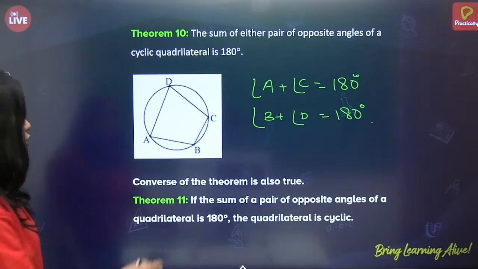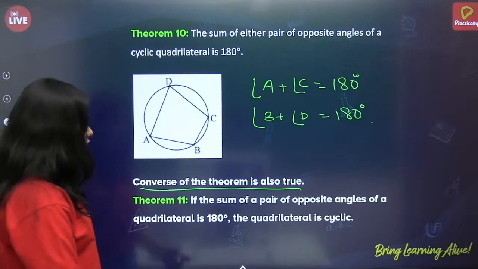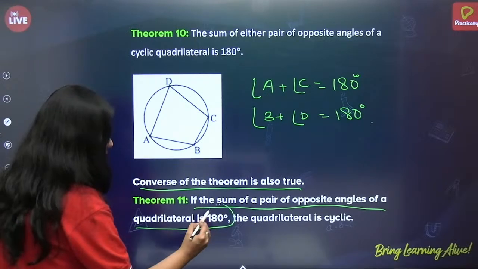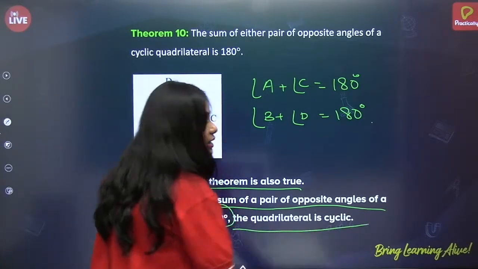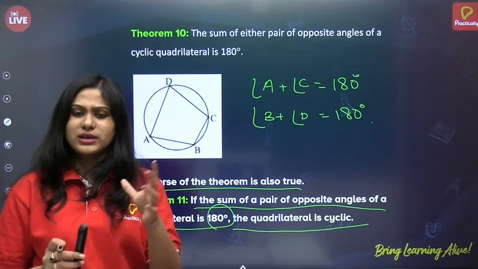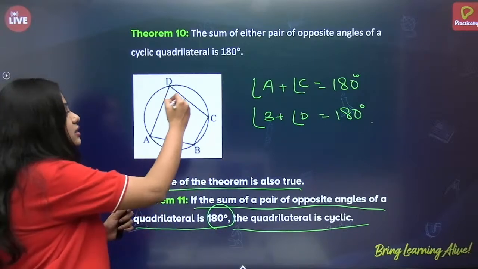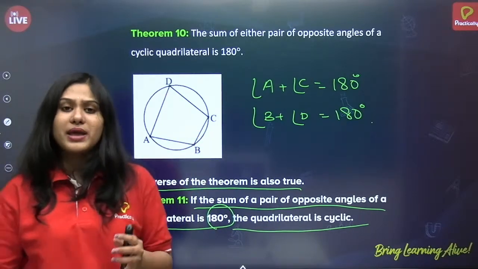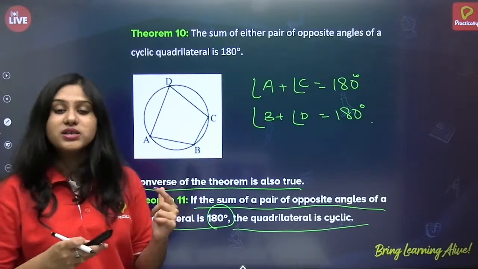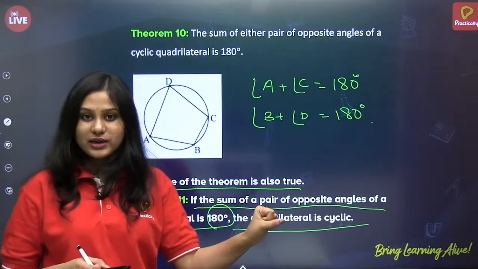Correct? So what about the converse of the theorem? That is also true, of course. So if the sum of a pair of opposite angles of a quadrilateral is 180 degrees, the quadrilateral is cyclic. So suppose you have a quadrilateral which is inscribed in a circle, and it is given that these opposite angles make supplementary angles, that is angle D plus angle B is 180 degrees. So you say that this is a cyclic quadrilateral.